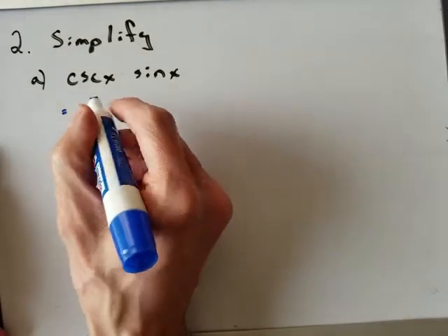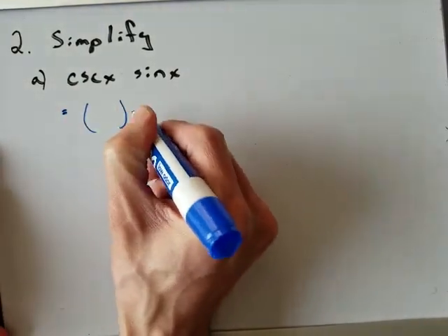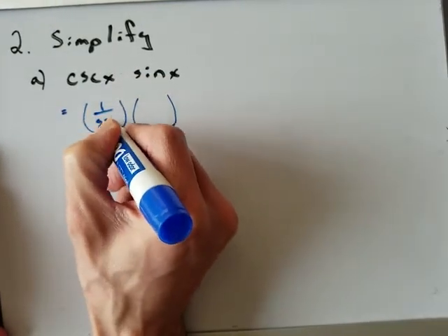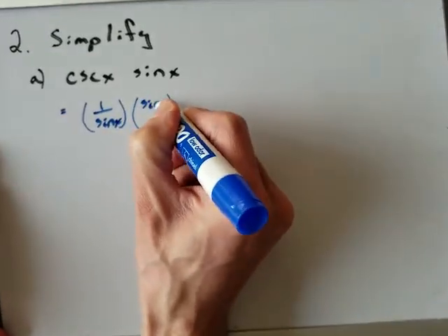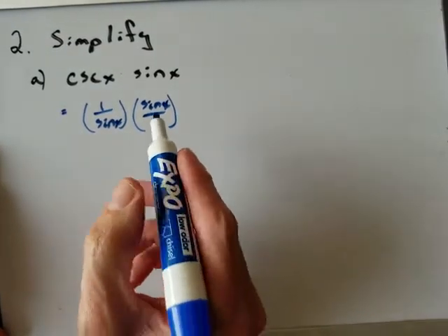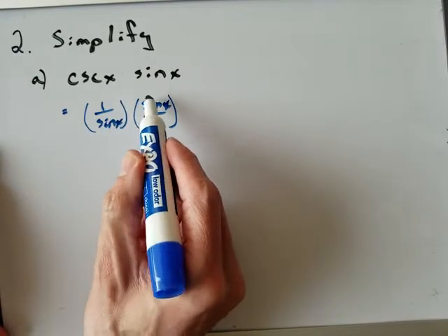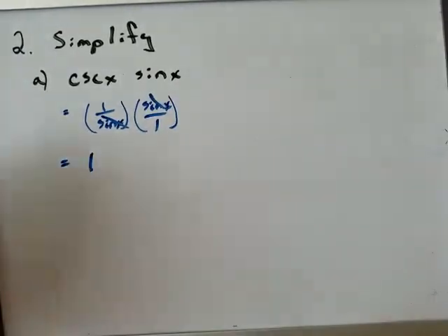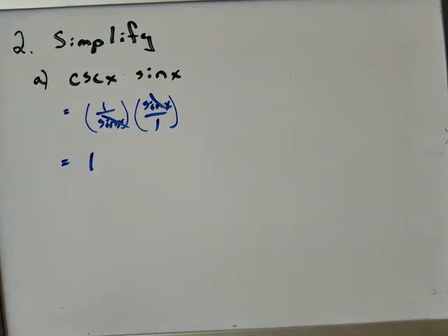Now, here's how you could do this one, and you probably wouldn't have seen this coming without a bit of prompting. Cosecant is actually 1 over sine, and sine, I'm just going to leave it alone. If you wanted to, you could write it over 1. Now, one of my favorite things in the world ever to do is to cross out, because there's a sine on top and bottom, they go away, and this essentially simplifies to just 1. That is what is called simplifying a trig identity.